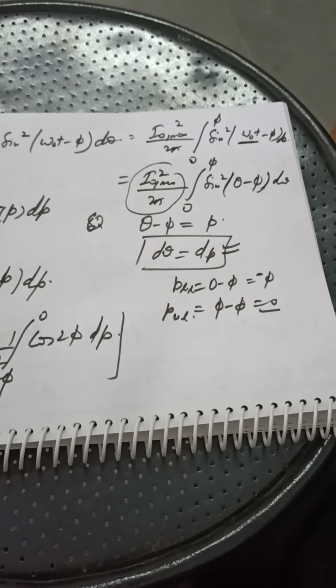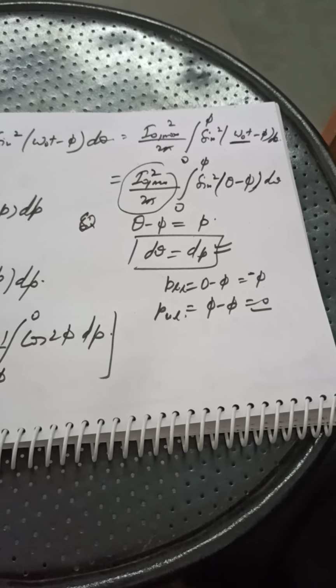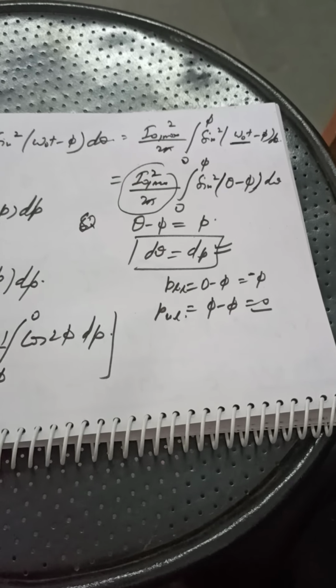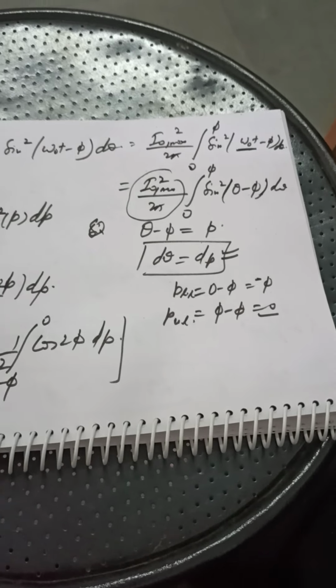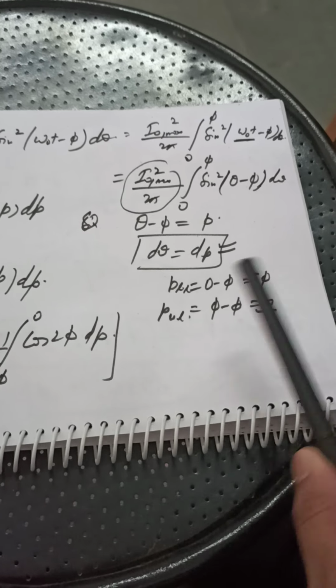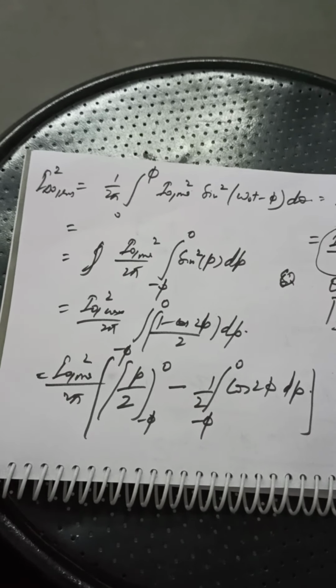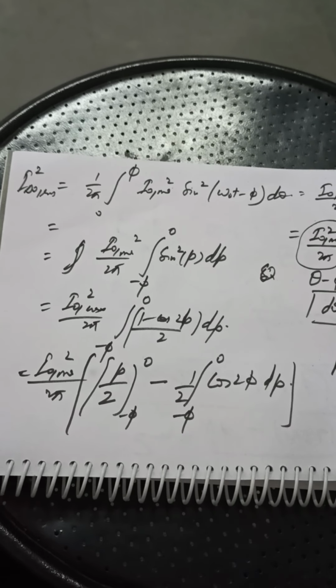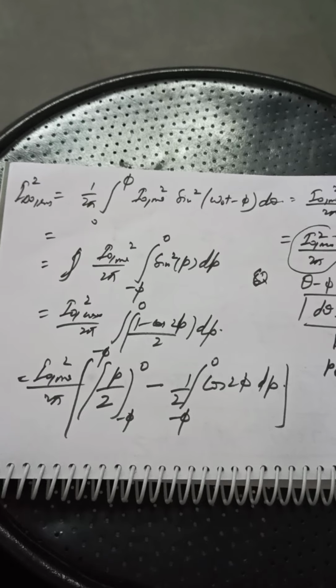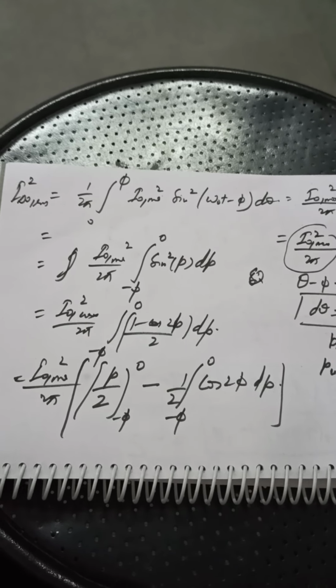So the limits of P will change. What will be the limits of P? One will be minus 5, another will be 0. 0 minus 5 gives you minus 5, another will be 0. So we can easily observe from this part that the integration limits have changed.